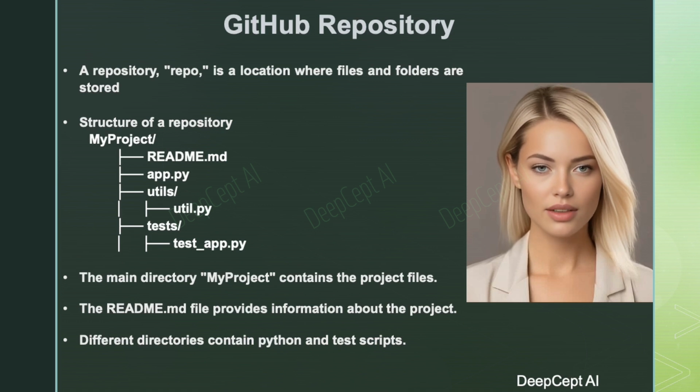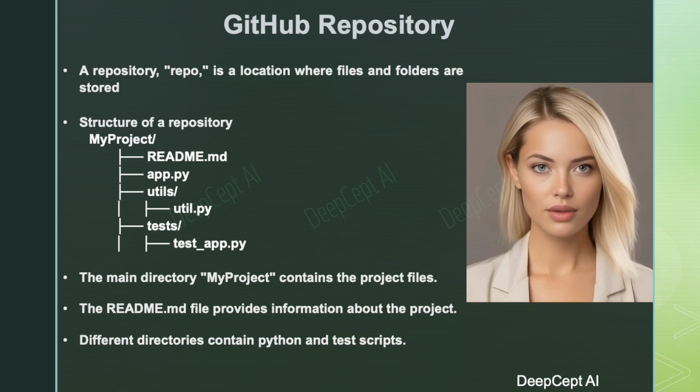Each repository also contains a readme.md file, which provides an overview of the project, instructions for getting started, and other important information. For example, contributors can clone the repository to their local environment, make changes, and submit pull requests to propose modifications. The structure of a repository typically includes components like the main directory, readme, subdirectories, and files.